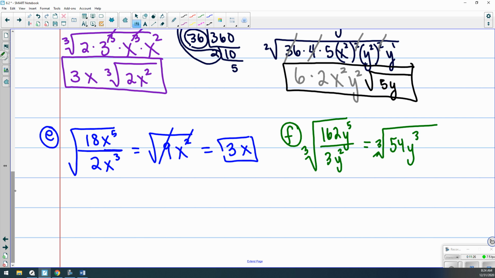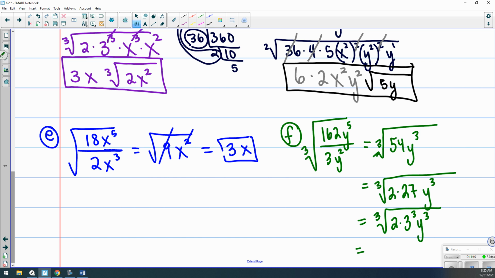So 54. Well, if I divided that by 2, I would get 27. So 54 divided by 2 is 27. I'm so happy to see the number 27, because what is 27? 27 is 3 to the 3rd power. All right, take it home. What's it going to be? This is going to be 3y times the 3rd root of 2. Very good.